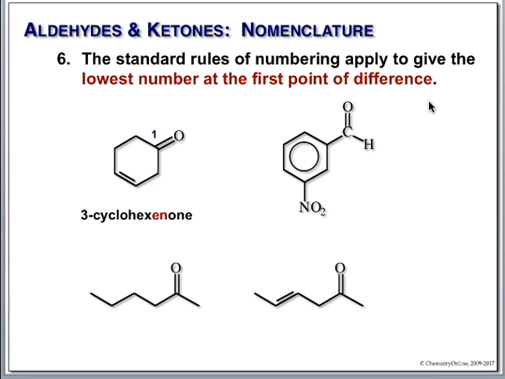This is obviously going to be a derivative of benzaldehyde. We have a nitro group down here on carbon 3. We could just call this 3-nitrobenzaldehyde. Benzaldehyde is an acceptable IUPAC name.